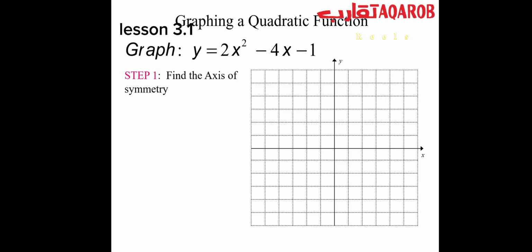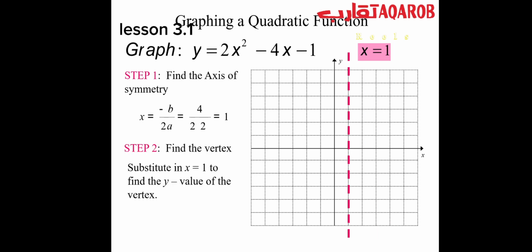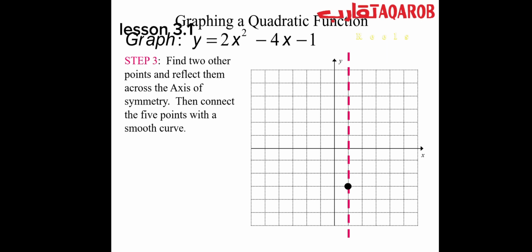Now, for example, here, find the axis of symmetry using the formula. It will be equal to 1. Now, I want to find y, so I have to replace x by 1. So the value will be -3. So the point will be (1, -3). This is the vertex. And according to the sign of a, which is 2 and positive, it has a minimum value. So the parabola is looking up, okay?